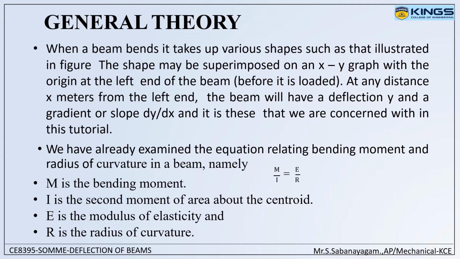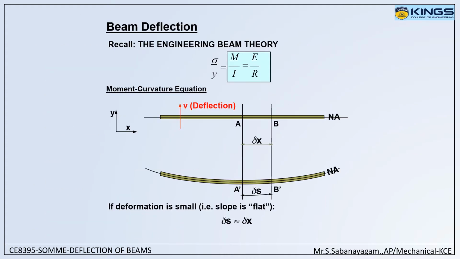These relations are obtained from beam theory and also from engineering mechanics: M by I is equal to E by R. That is, M is the bending moment and I is the second moment of area about the centroid, which is obtained from the engineering mechanics third unit, and E is the modulus of elasticity and R is the radius of curvature. So in this diagram we can find that it is a beam.